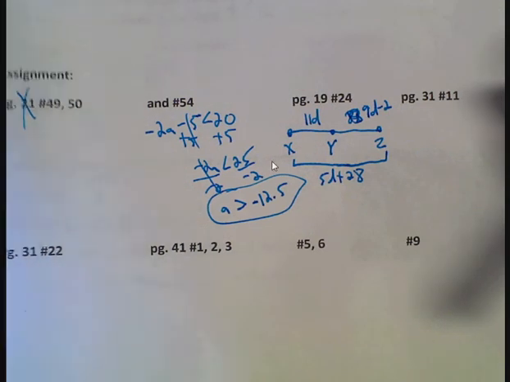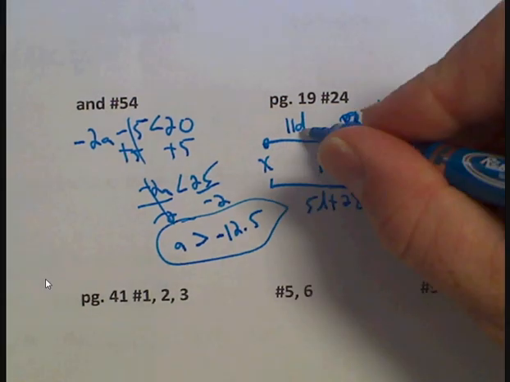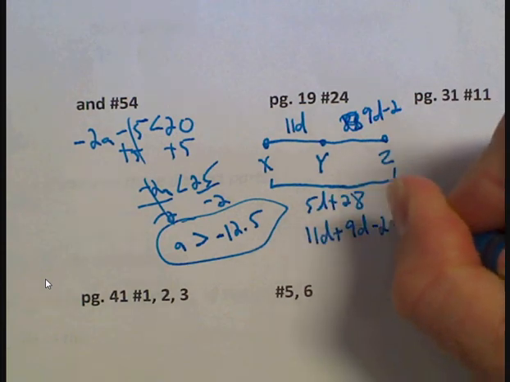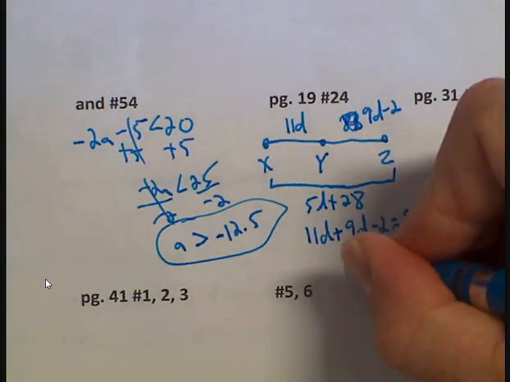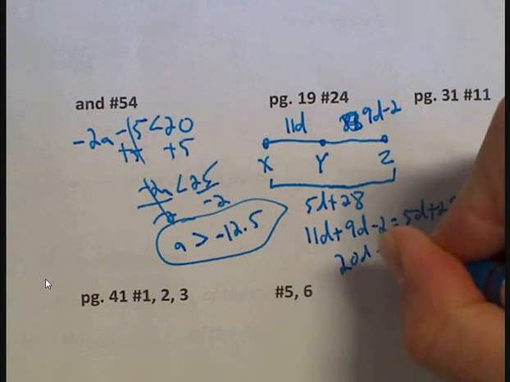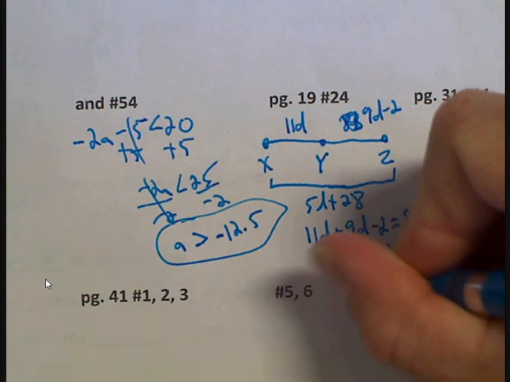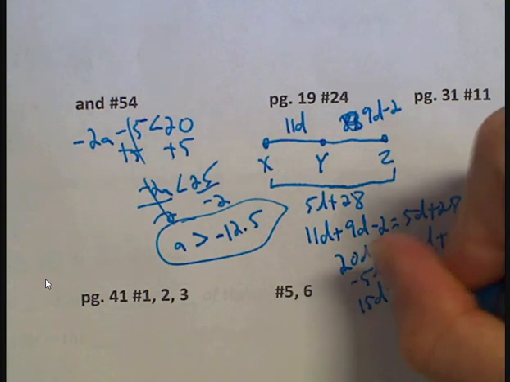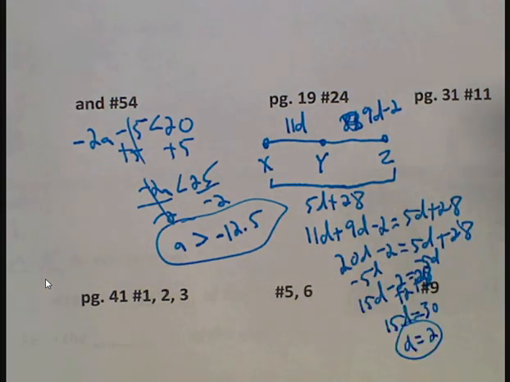In order to set this up, I need to see what I'm given. So I know that I can add these two, and that has to equal this. So 11d plus 9d minus 2 has to equal 5d plus 28. 11d plus 9d is 20d minus 2 equals 5d plus 28. I'm going to get rid of my 5d. So that gives me 15d minus 2 equals 28. Add 2 to both sides. 15d equals 30. If I divide by 15, I get 2. So I know d is 2.